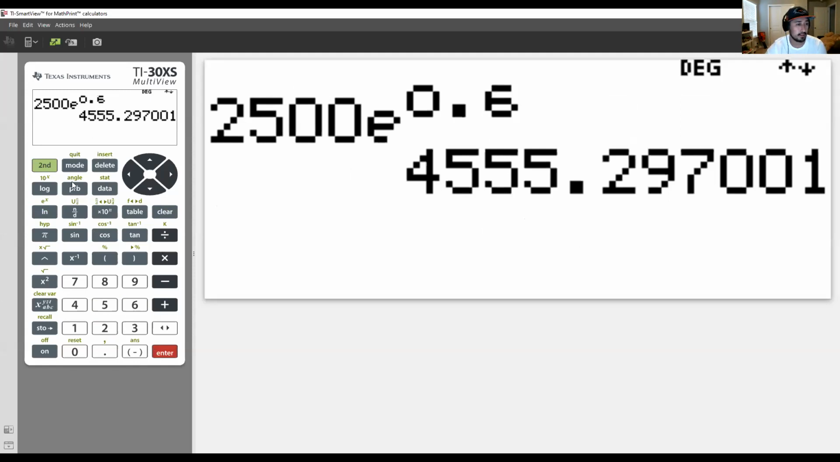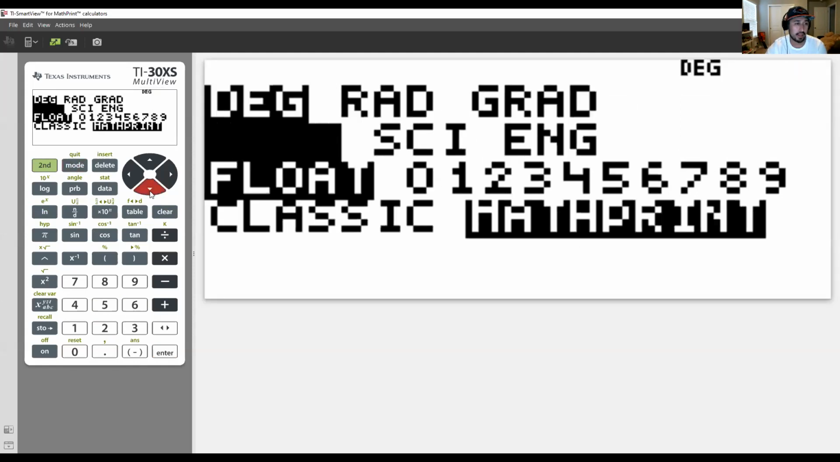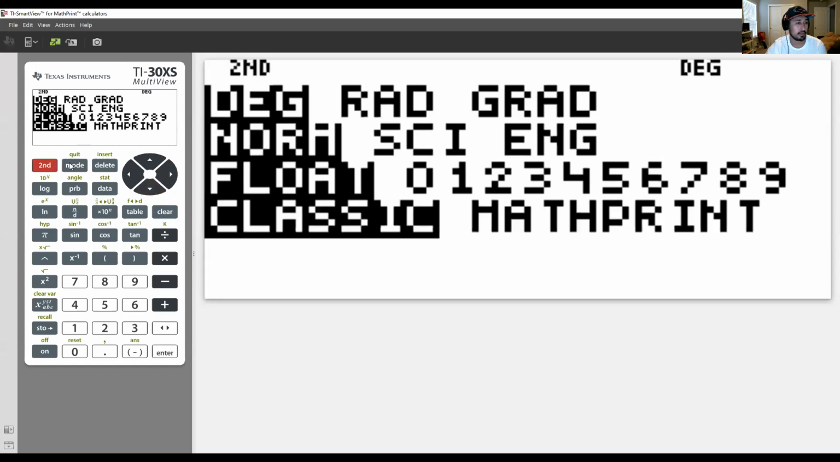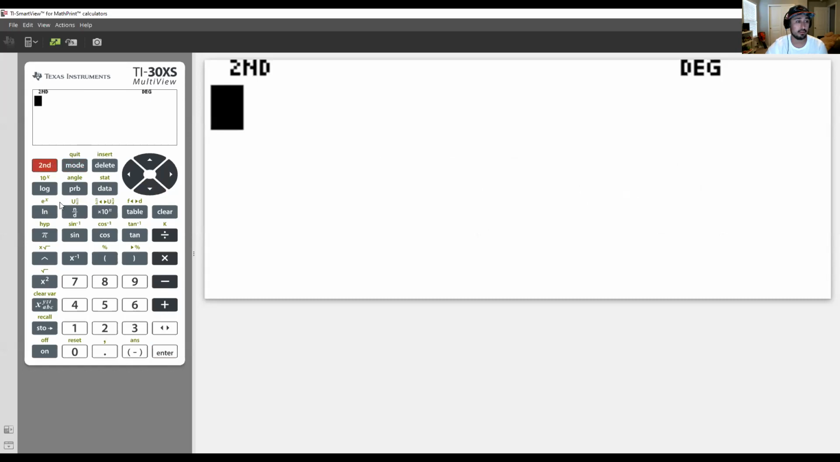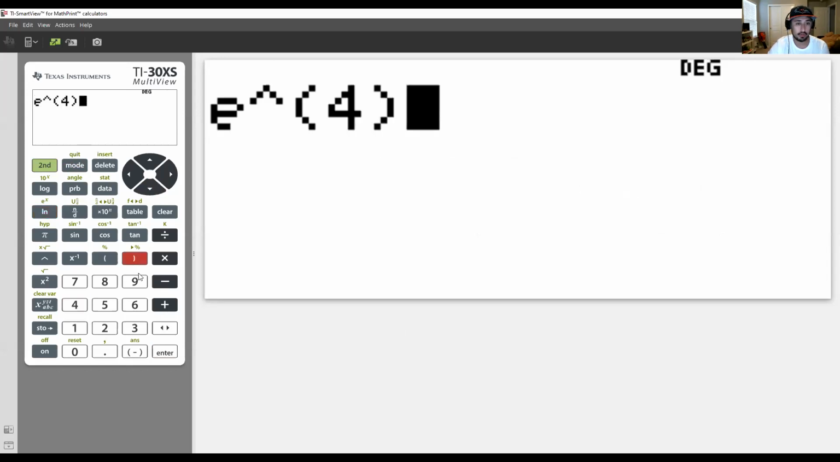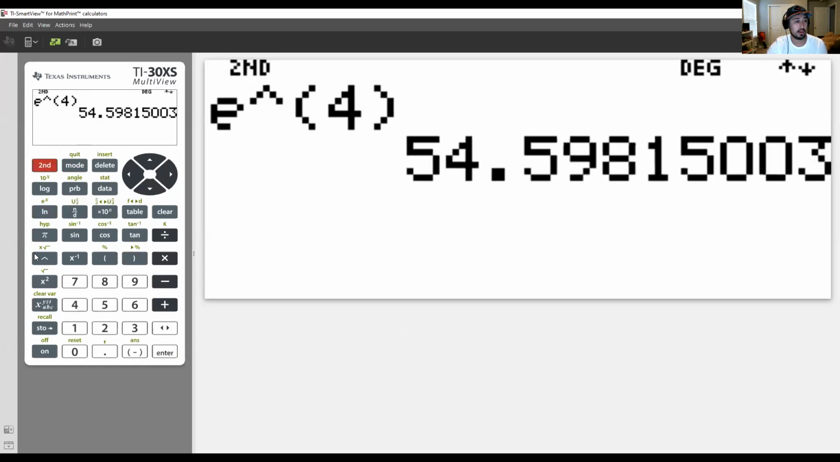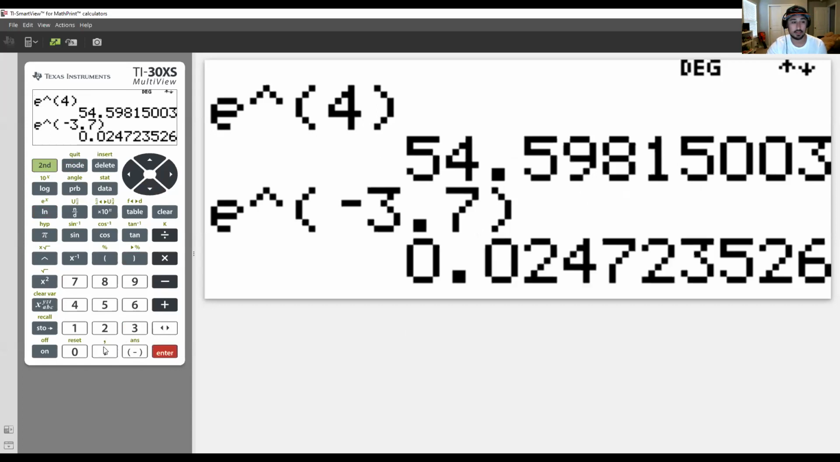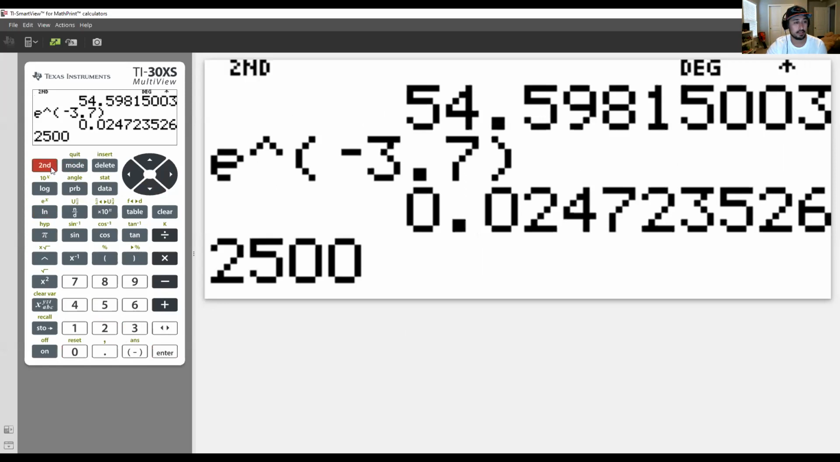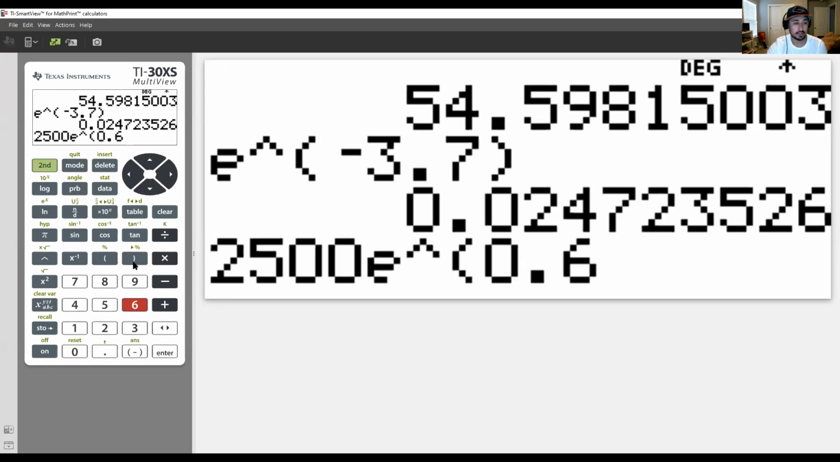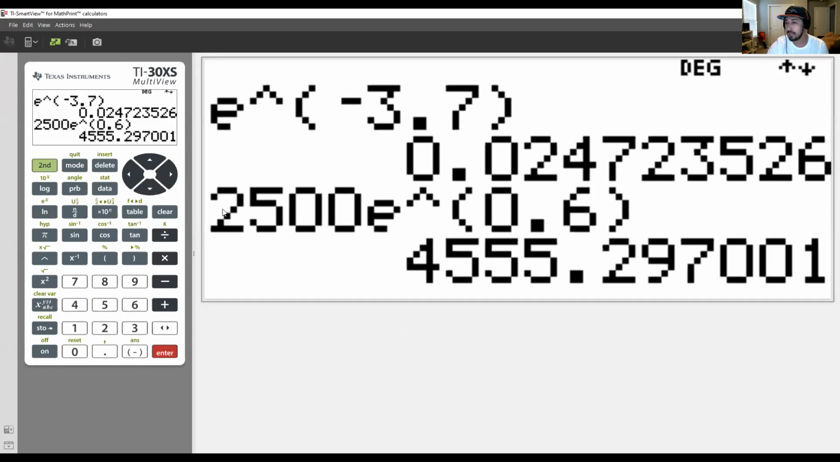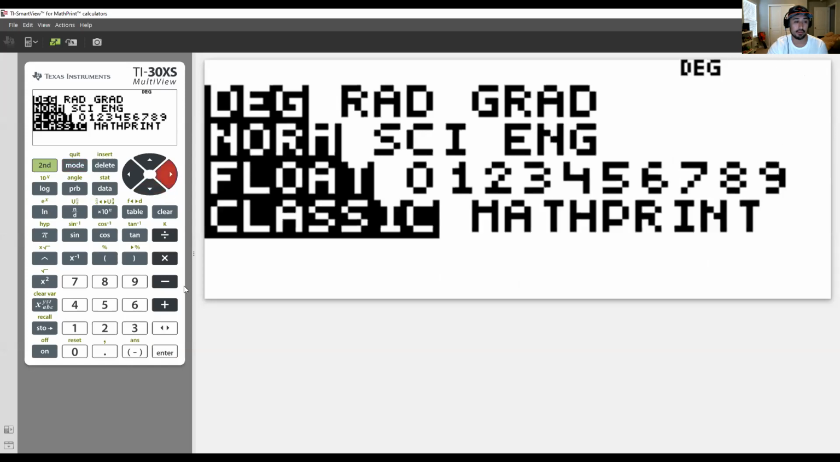There you go. That's it. Let's say that you don't have that math print, so I can go classic here. And let's say you hit your E button and you get something like that. Totally fine. You do the same thing. I'll type in 4, close parentheses. I'll type in negative 3.7, close parentheses. I'll type in 2,500 second e to the 0.6, close parentheses. That's it. As easy as it can be. So that should be calculator input on everything.